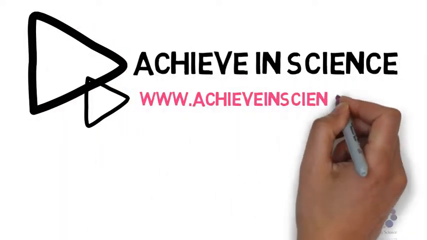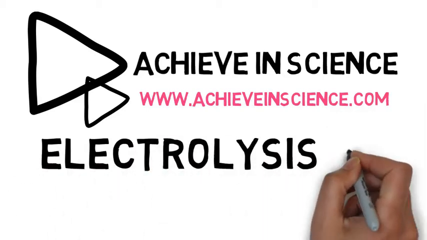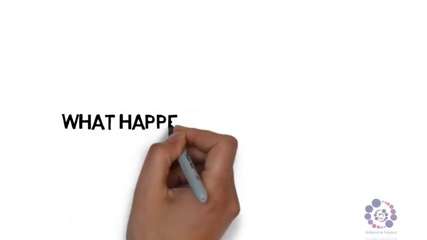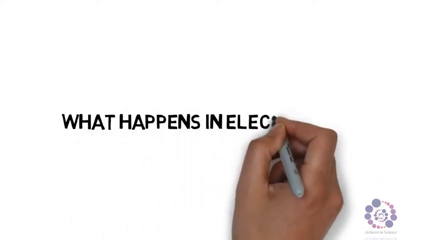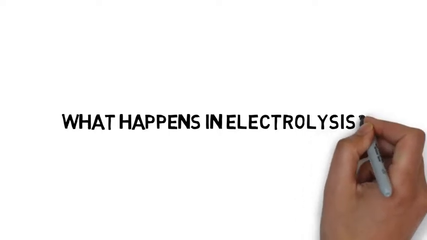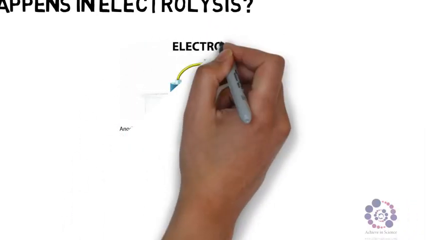This video is going to look at the electrolysis of brine. So, first of all, let us begin with a recap of what happens during electrolysis. If we begin by looking at the diagram of an electrolysis cell, we can see what's happening.